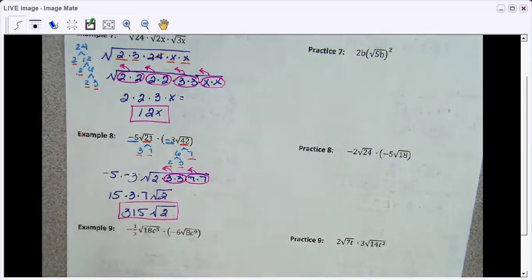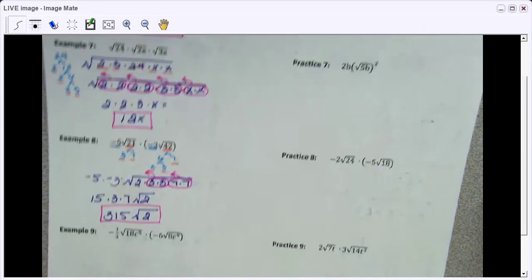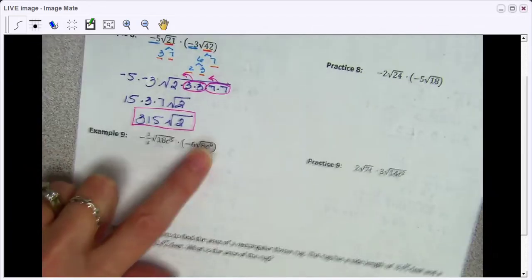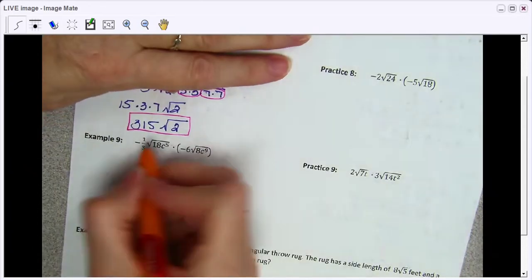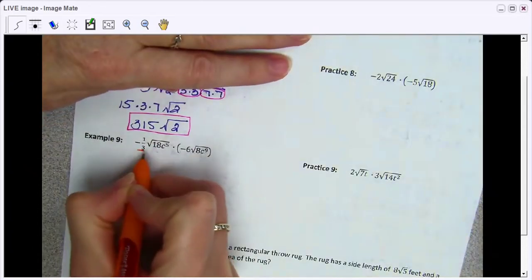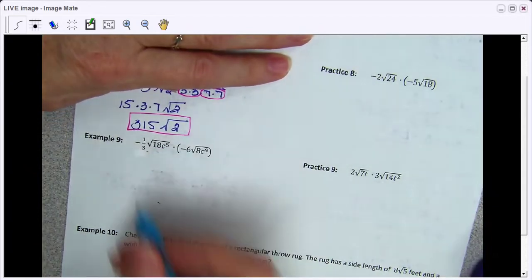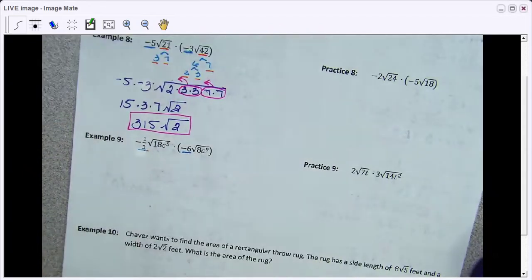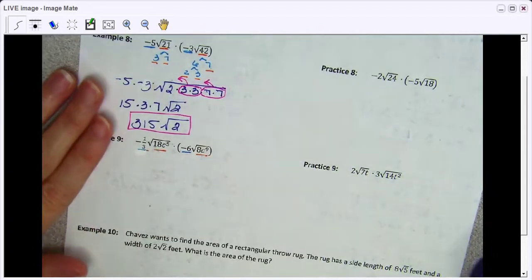All right. Let's go ahead and go down to example 9. We're adding a lot of variables here. So on this one, we're going to take -1/3 times -6. But before I do that, I'm going to go ahead and factor this out right here.